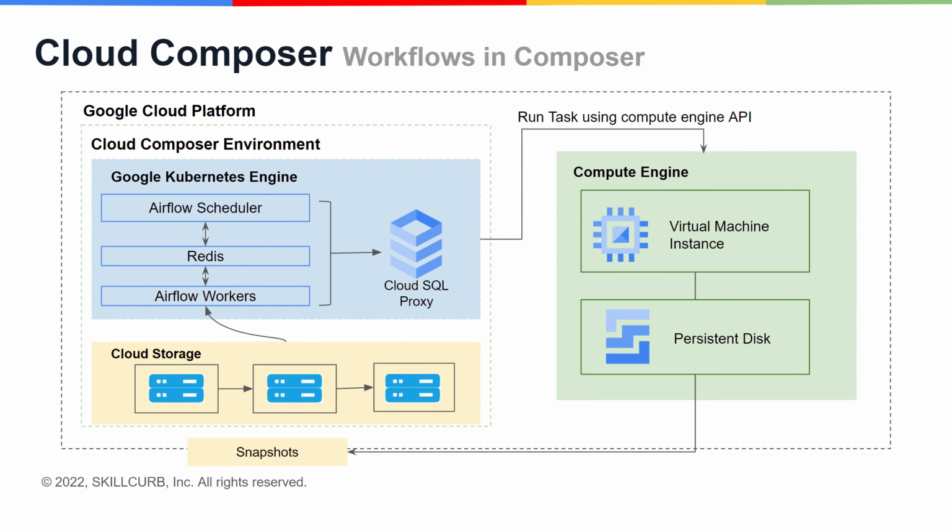When you create a workflow in Composer, a Google Cloud environment is automatically created. The Airflow platform is based on a microservices architecture running in Google Kubernetes Engine. Airflow workers load plugin and workflow definitions from cloud storage and run each task using the Compute Engine API. The Airflow scheduler makes sure backups are executed in the configured cadence and with proper task order. Redis is used as a message broker between Airflow components. Cloud SQL proxy is used to communicate with the metadata repository.